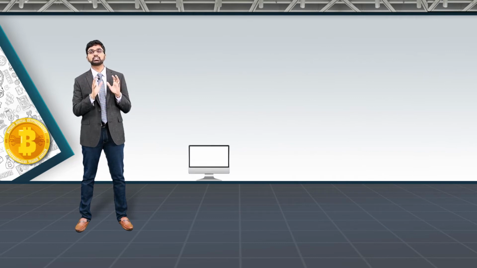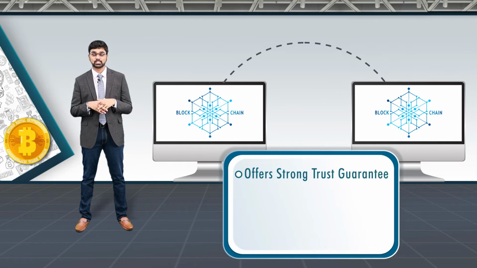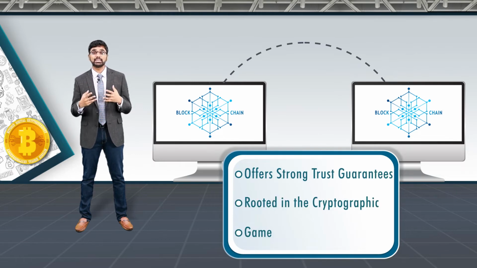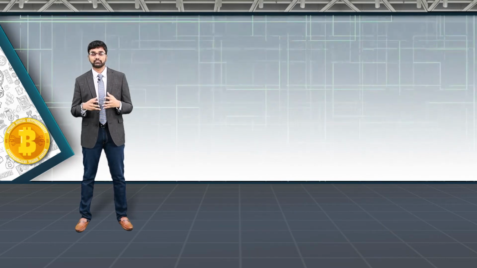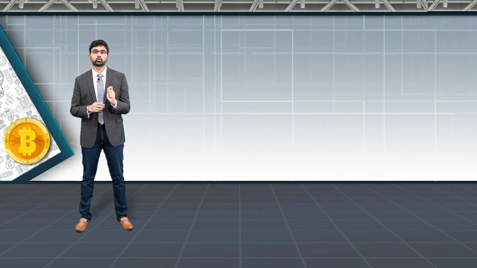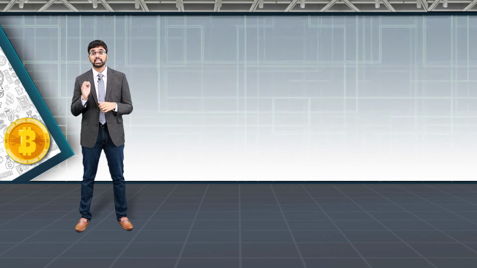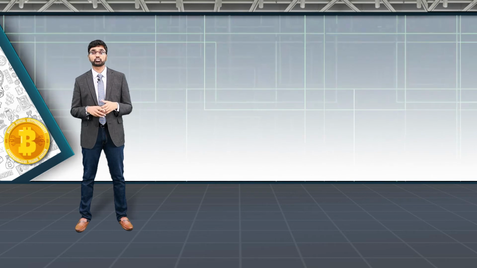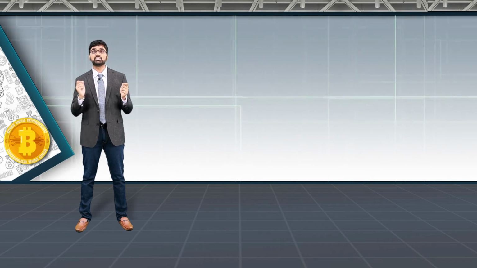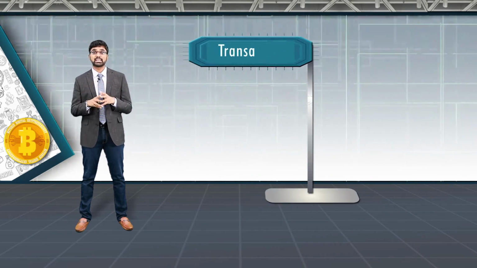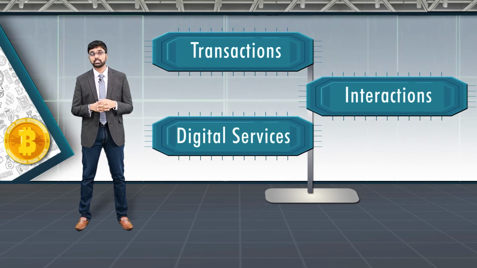But unlike a traditional computer, a blockchain-based computer can offer strong trust guarantees rooted in the cryptographic and game theoretical properties of the system. For example, a user or a developer can trust that a piece of code running on a blockchain computer will continue to behave as designed even if individual computers in the network try to subvert the system. Thus, a blockchain-based computer enables disintermediated, peer-to-peer transactions, interactions, and digital services that are owned and operated by communities instead of corporations.